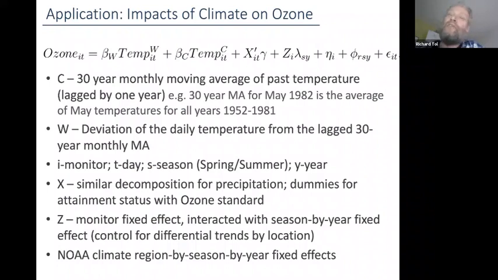And of course, the effect of temperature and of weather and climate on ozone via regulation very much depends on what exactly that regulation is. Is it a regulation for the maximum concentration in a year? Is it a regulation that holds every day? Is it a regulation on the average effect, and so on and so forth? That would determine your right-hand side.